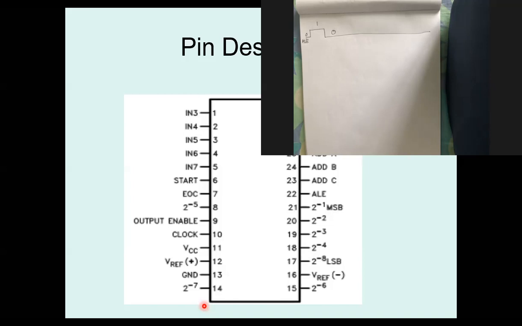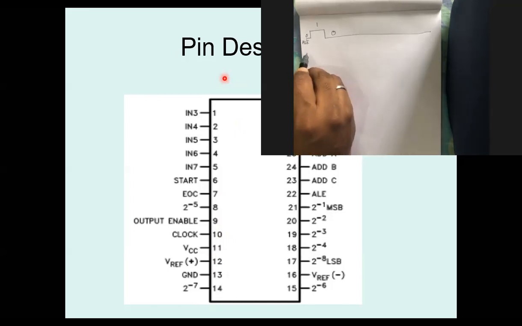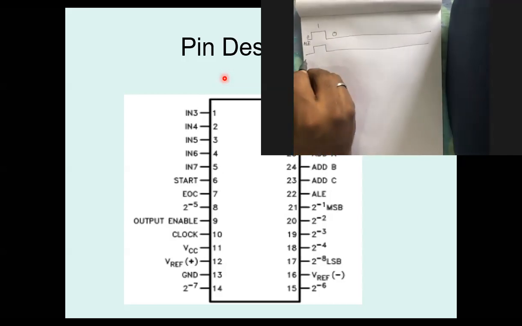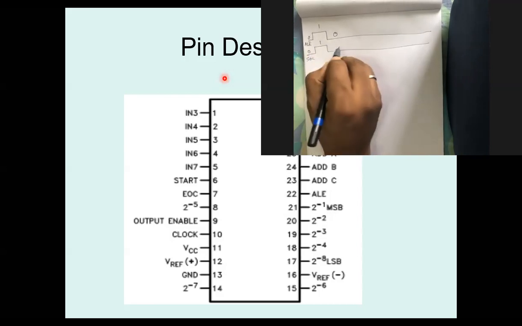And if I give the SOC signal as well, then what will happen? After the SOC signal, in that particular time interval, whatever value is in the analog channel will be stored into the internal buffer registers. So SOC is just the same as ALE, this is the SOC signal: before that zero, then one, then zero.